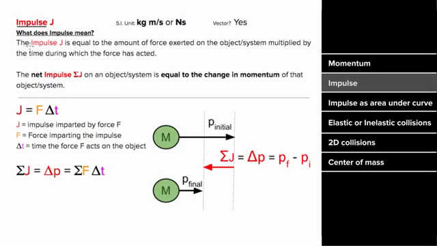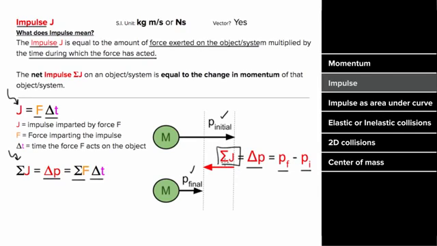What does impulse mean? The impulse is the amount of force exerted on an object or system multiplied by the time during which that force was acting. So in equation form, that means that J, the impulse, is equal to the force multiplied by how long that force was acting. And the net impulse is going to be equal to the net force times the time during which that net force was acting. And this is also going to be equal to the change in momentum of that system or object. In other words, if a mass had some initial momentum and ends with some final momentum, the change in momentum of that mass, P final minus P initial, is going to equal the net impulse, and that net impulse is going to equal the net force on that object multiplied by the time during which that force was acting.